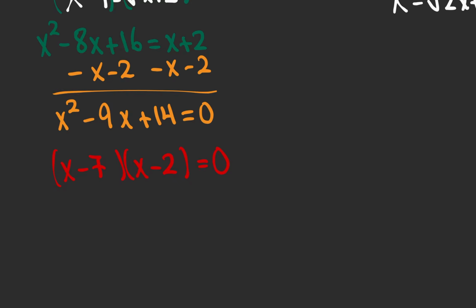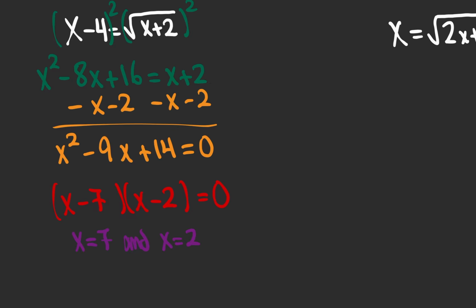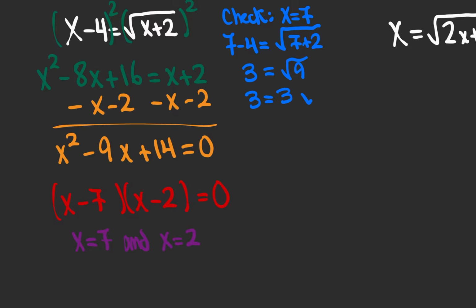If you do negative 7 times negative 2, that will give you positive 14. Negative 7 plus negative 2 will give you negative 9. From there, we then set the factors equal to 0. So we have x equals positive 7 as one potential solution, and x is equal to positive 2. We now check for extraneous solutions. In the upper right-hand corner, we have check x equals 7. So we have 7 minus 4 is equal to the square root of 7 plus 2. That will give you 3 on the left is equal to the square root of 9. So we have 3 is equal to 3. So that one checks out.